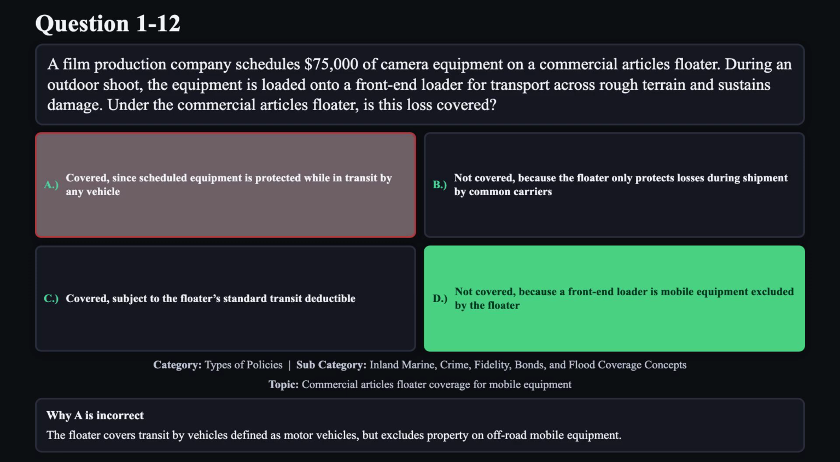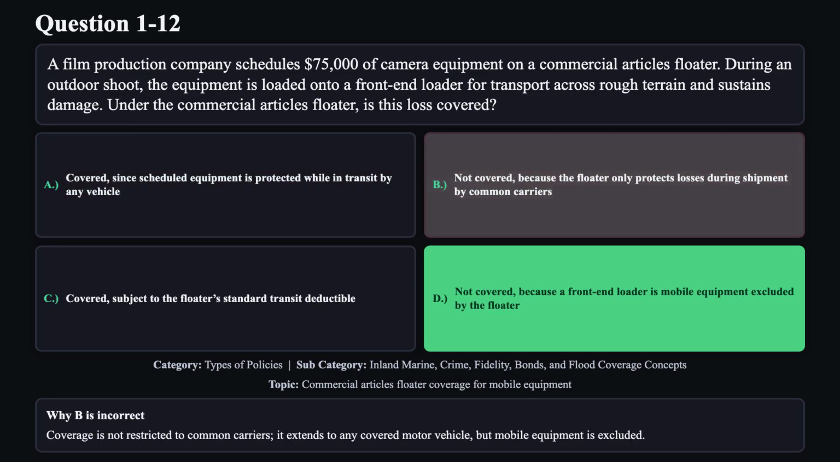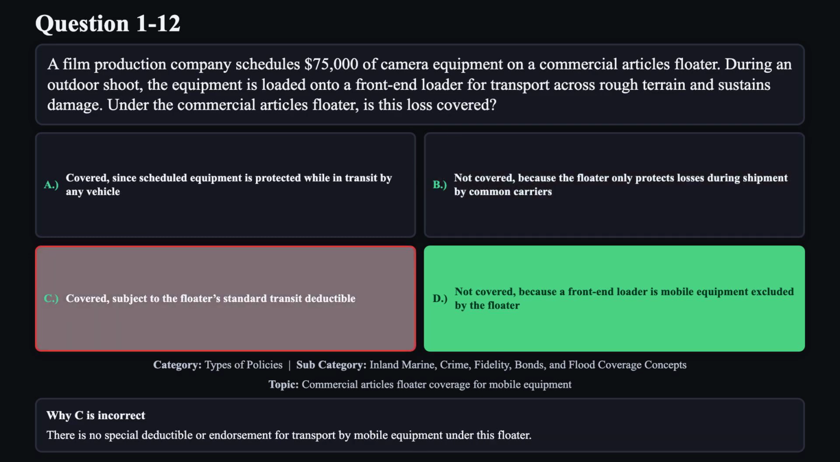Reason A is not correct. The floater covers transit by vehicles defined as motor vehicles, but excludes property on off-road mobile equipment. Reason B is not correct. Coverage is not restricted to common carriers. It extends to any covered motor vehicle, but mobile equipment is excluded. Reason C is not correct. There is no special deductible or endorsement for transport by mobile equipment under this floater.